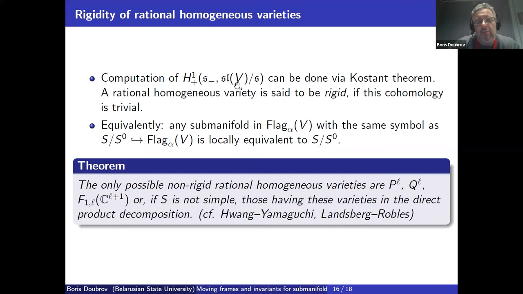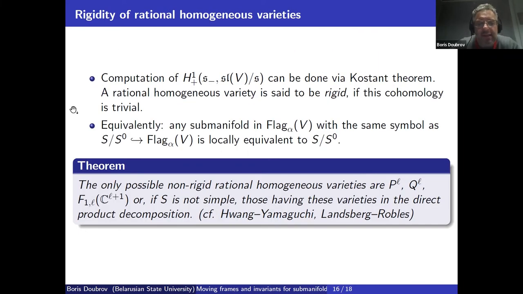What we prove, applying Cartan theorem essentially, is that the only possible non-rigid rational homogeneous varieties are these ones: PL, so projective spaces, QL, complex quadrics in this case, and F1L, L plus one, so this is a flag variety of subspaces of dimension one and L in an L plus one dimensional space. So this is essentially the adjoint variety of SL L plus one. Or if S is not simple, then we have a direct product decomposition. Of course, if you have S by zero a parabolic homogeneous space and S is semi-simple, not simple, we have a direct product decomposition. So actually very few rational homogeneous varieties are non-rigid.